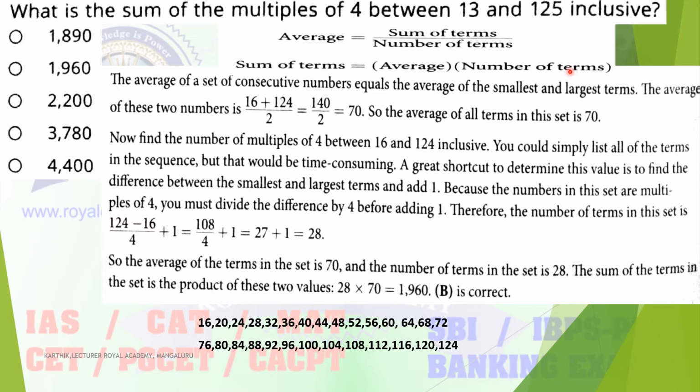So how to determine the number of terms? You can determine the number of terms like this also. So total how many numbers are there, you just count. So here total 28 numbers are there, or else one more formula is there, that is last number minus first number. Okay, 124 minus 16 divided by 4. Why? Because we just count the multiples of 4 only. So last number is 124 minus 16 divided by 4, so that divided by 4 plus 1.